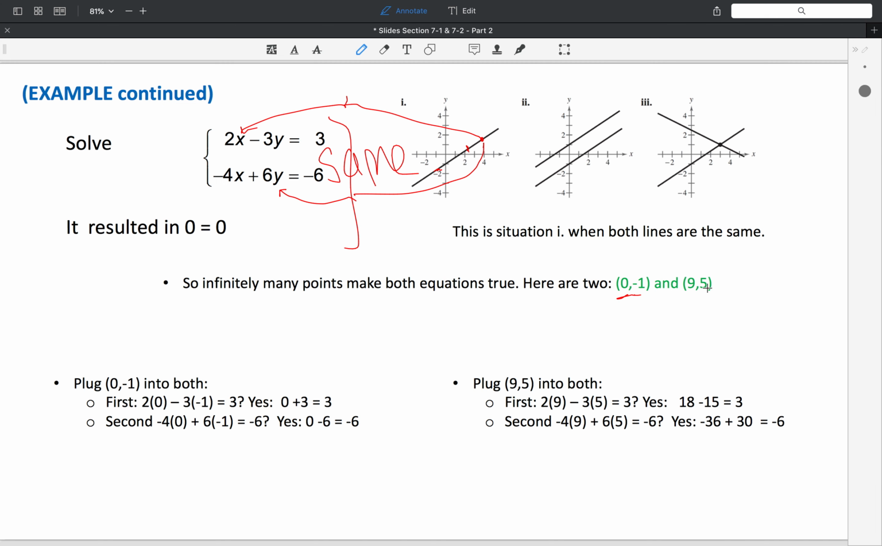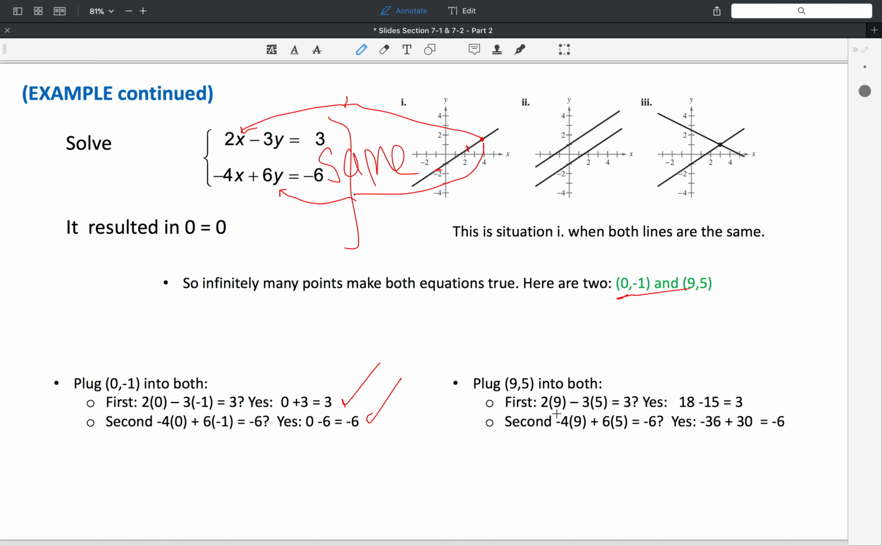And right here, what I did was I took a few points just to show you what happens. I plug 0, -1 into both of these equations. So I get 2 times 0 minus 3 times -1. Is that equal to 3? Yeah. 0 plus 3 is indeed equal to 3. And I do the same thing here. I plug 0 in for x here and -1 for y here. Is that equal to -6? 0 minus 6. Yep, that's true.